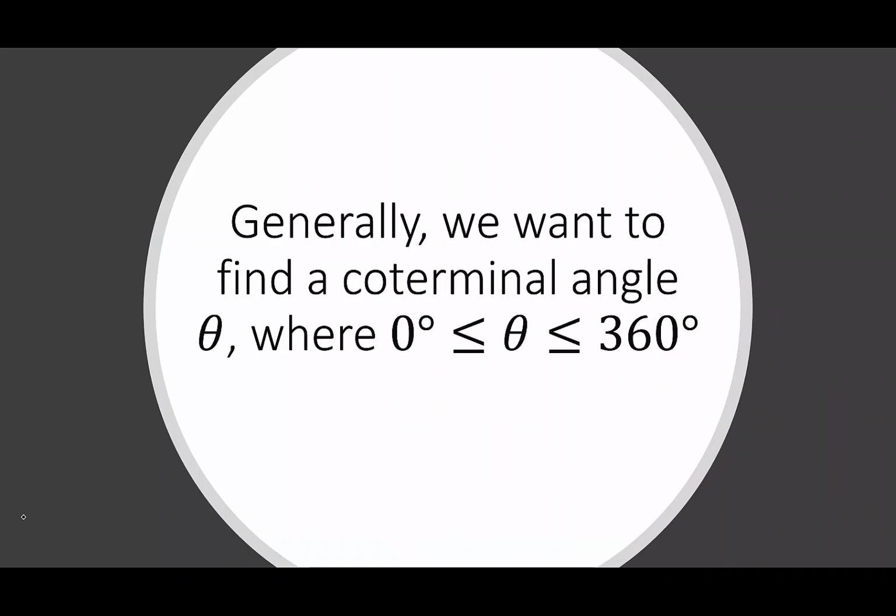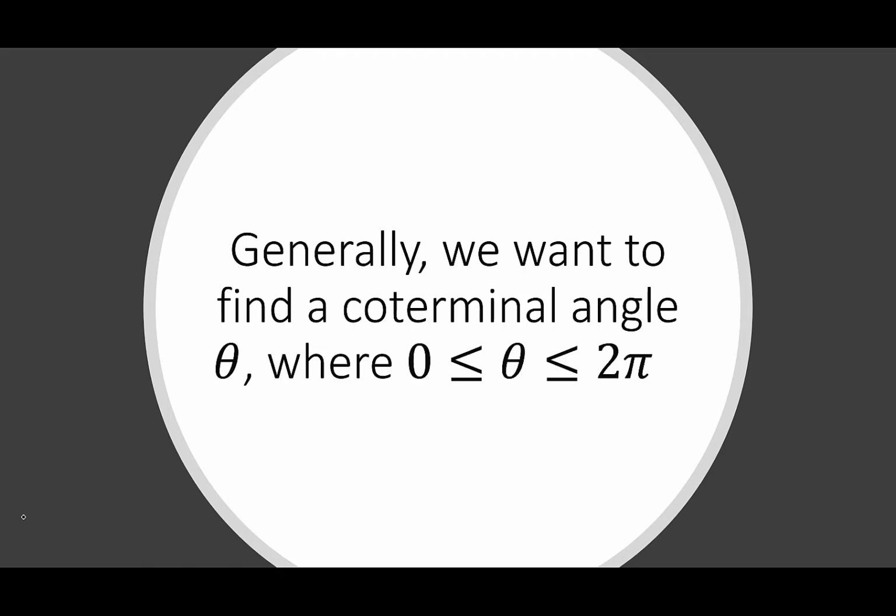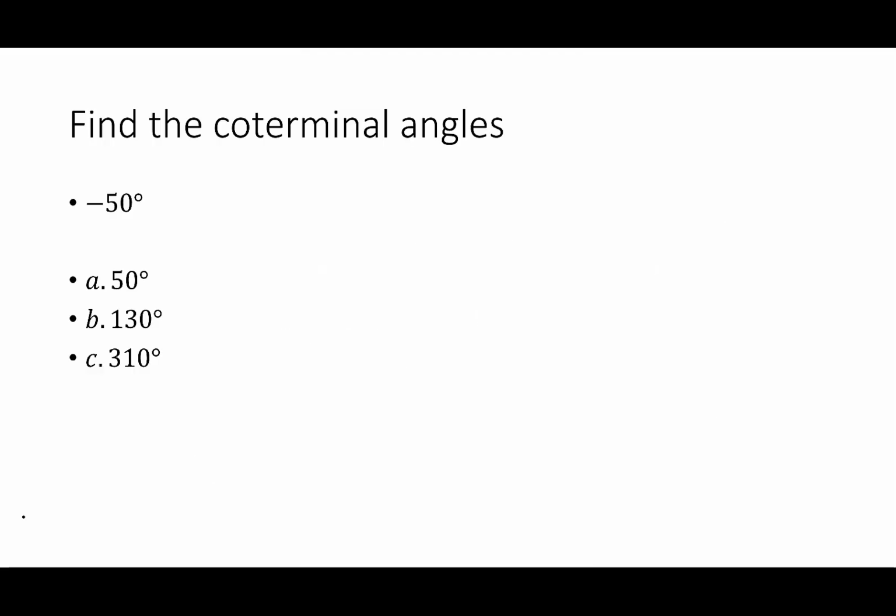Generally, we want to find a coterminal angle theta where theta is greater than or equal to 0 and less than or equal to 360 degrees. If we say that in radians, then theta is going to be greater than or equal to 0 and less than or equal to 2 pi. We'll do some examples using degrees, and then we'll do some examples on radians.